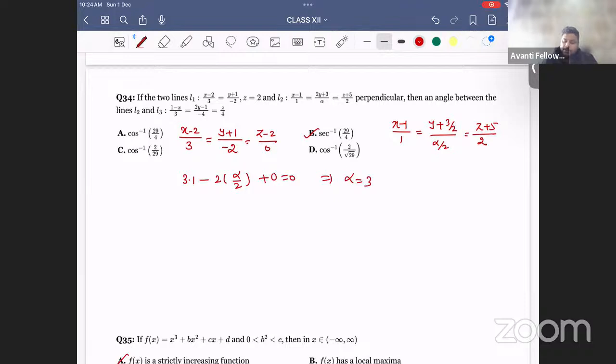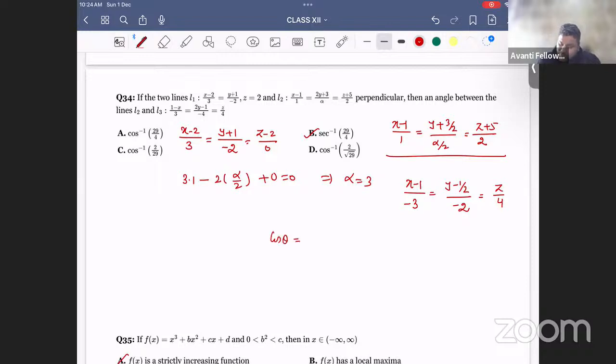3. Now, this line is also, now you need to find the angle between this line and I'm writing it: x minus 1 upon minus 3 is equals to y minus 1 by 2 upon minus 2 is equals to z by 4. So you just need to find the angle between these two lines.